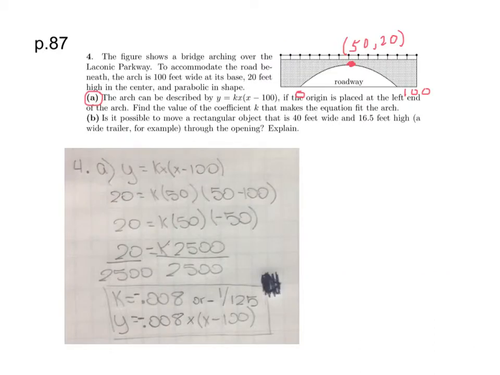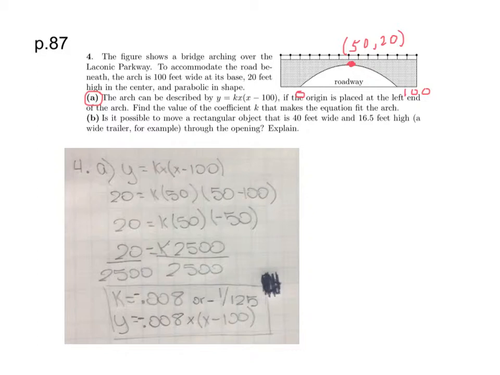Number 4. The figure shows a bridge arching over the Laconic Parkway to accommodate the road beneath. The arch is 100 feet wide at its base, 20 feet high in the center, and parabolic in shape. So A. The arc can be described by y equals kx times (x minus 100). If the origin is placed at the left end of the arch, find the value of the coefficient k that makes the equation fit the arch.